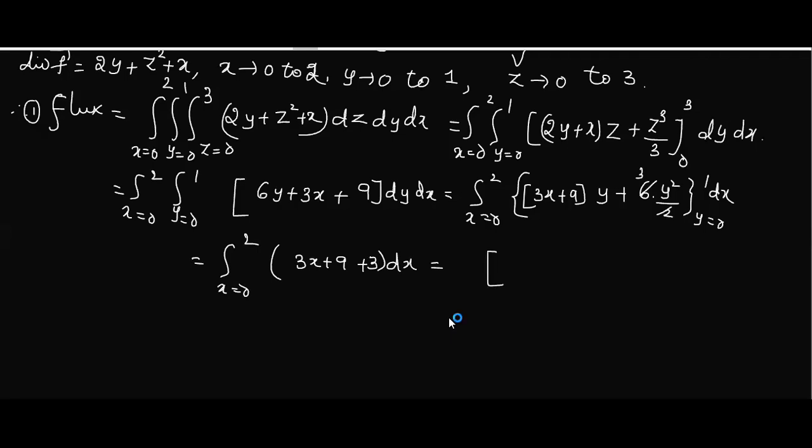Now integrate. 3x integration is 3 x square by 2. 9 plus 3 is 12, 12x between 0 to 2. Substitute the limit and tell me the answer fast. If you substitute 2, 3 twos are 6, 12 twos are 24. Is the answer 30? Yes, ma'am. Yes, correct.